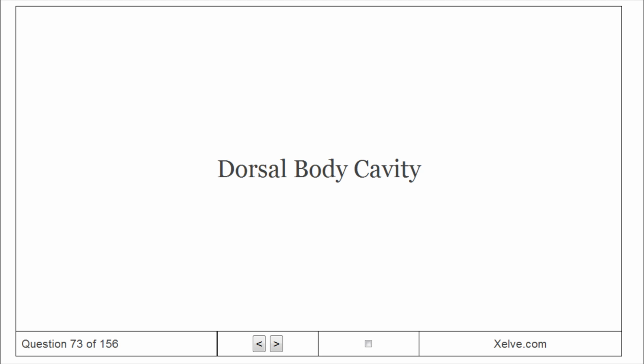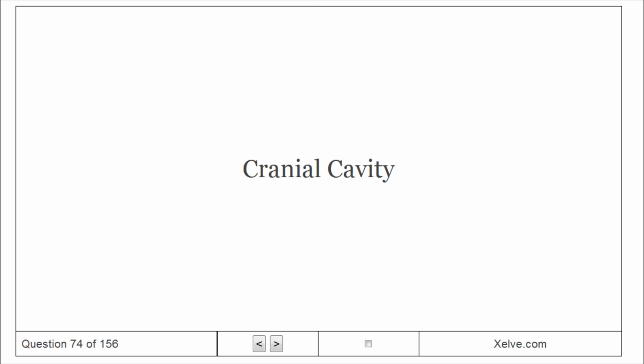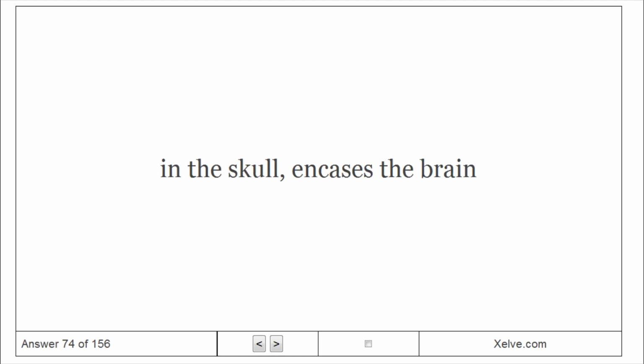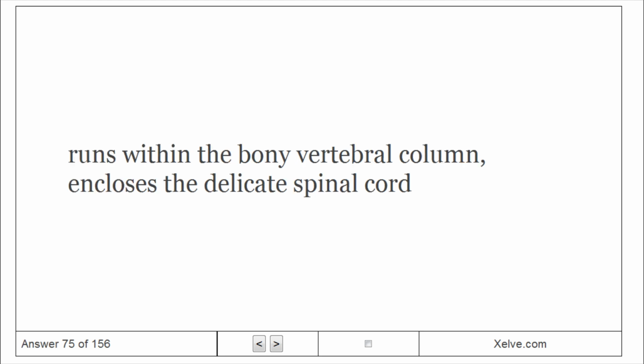Dorsal body cavity: protects the fragile nervous system organs, has two subdivisions. Cranial cavity: in the skull, encases the brain. Vertebral cavity, spinal cavity: runs within the bony vertebral column, encloses the delicate spinal cord.